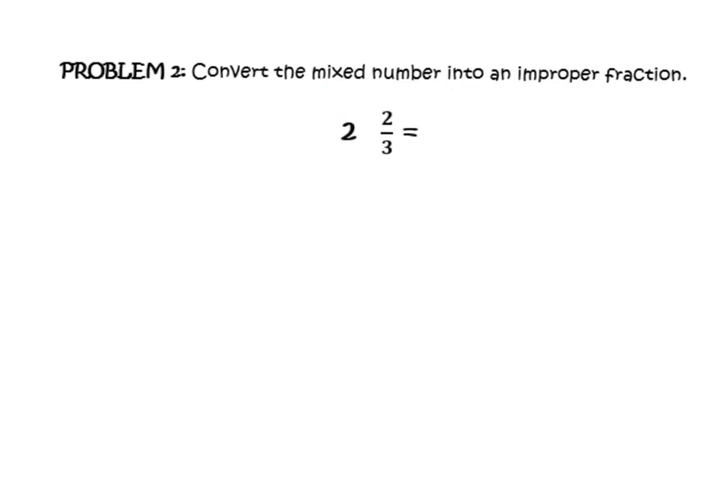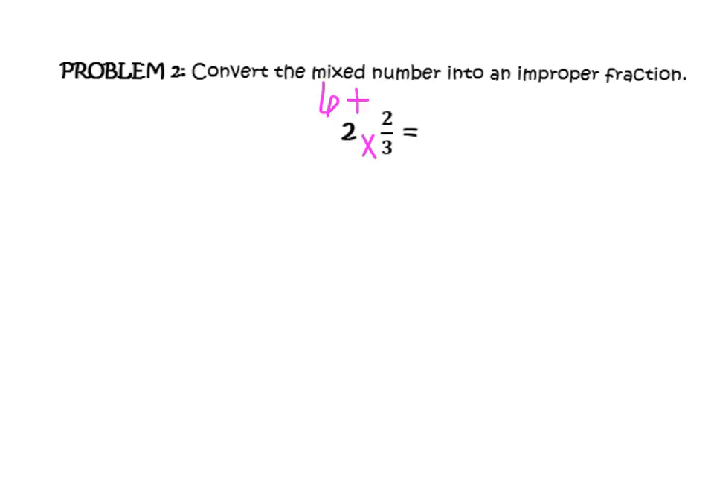Look at problem 2. Our first step is to multiply the denominator by the big kahuna. Try this one on your own. Pause the video while you work. 3 times 2 is 6. Our next step is to add on the numerator. Pause the video while you work and replay when you're ready to check your work.